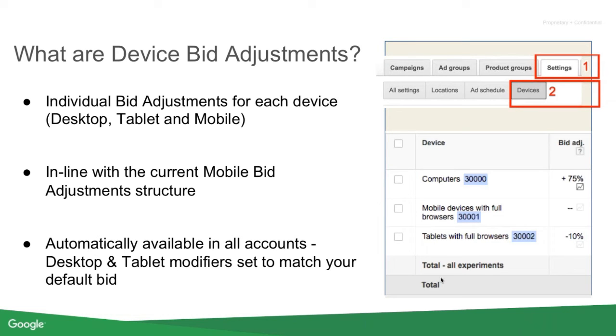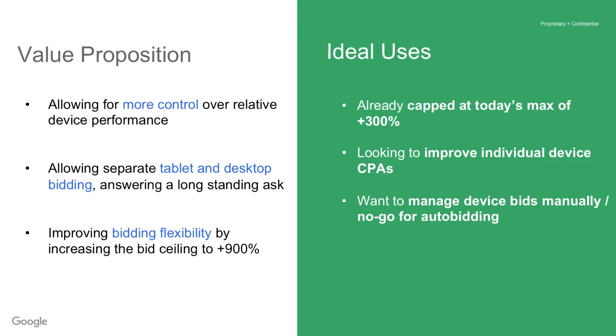The new DBAs are in line with the current mobile bid adjustment structure and are now automatically available in all accounts, with desktop and tablet modifiers set to match your default bid. Now, we've got some formatting issues here, but the value proposition of this is allowing you more creative control over your relative device performance. It allows you to separate tablet and desktop bidding, answering a long-standing ask from our users.